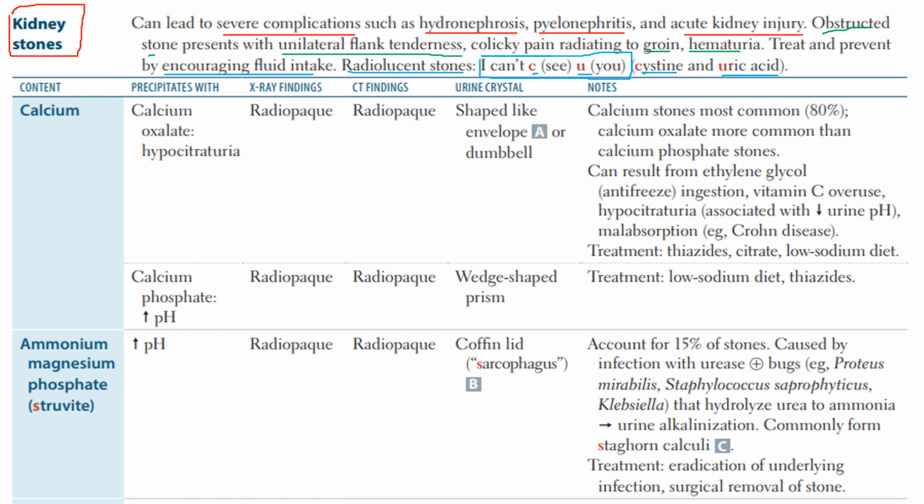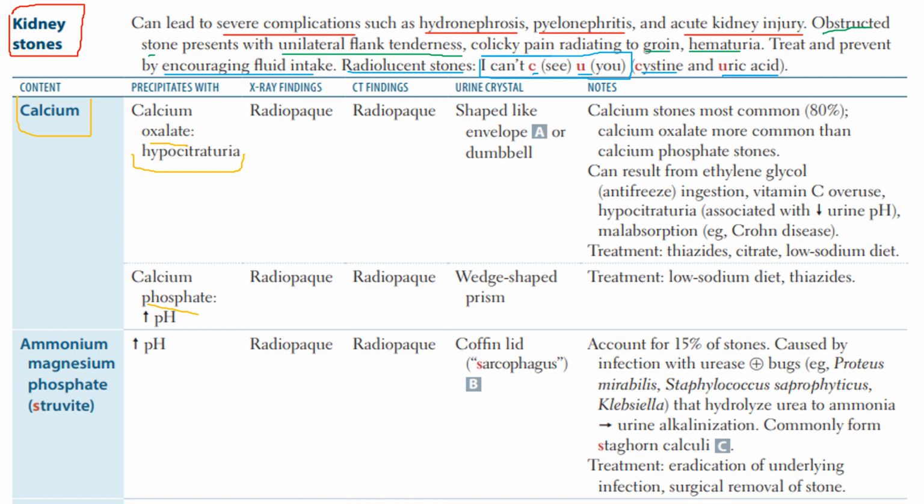Now, first we'll talk about the calcium stones. They precipitate with oxalate and phosphate. So first we'll talk about the calcium oxalate stone. Patients who have calcium oxalate stones eventually present with hypocitraturia, which means the excretion of citrate less than 320 milligrams per day.